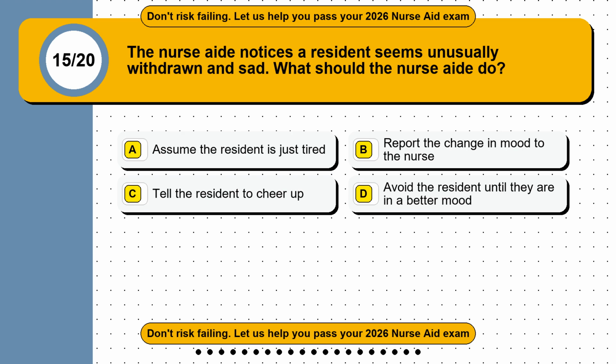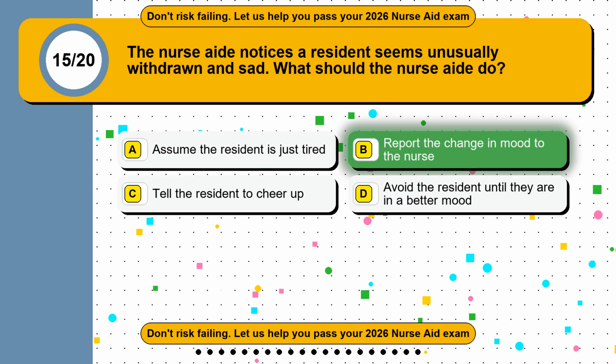Question 15. The nurse aide notices a resident seems unusually withdrawn and sad. What should the nurse aide do? Option A, "Assume the resident is just tired." Option B, "Report the change in mood to the nurse." Option C, "Tell the resident to cheer up." Option D, "Avoid the resident until they are in a better mood." The correct answer is option B. Report the change in mood to the nurse.